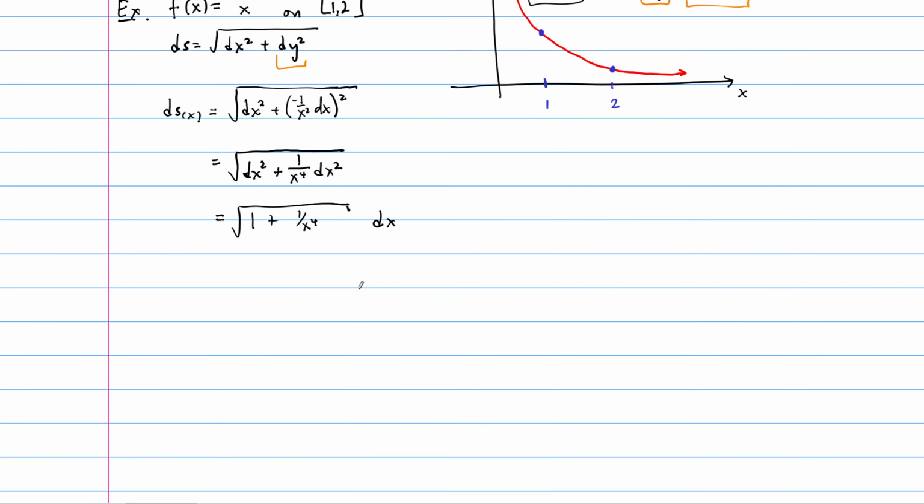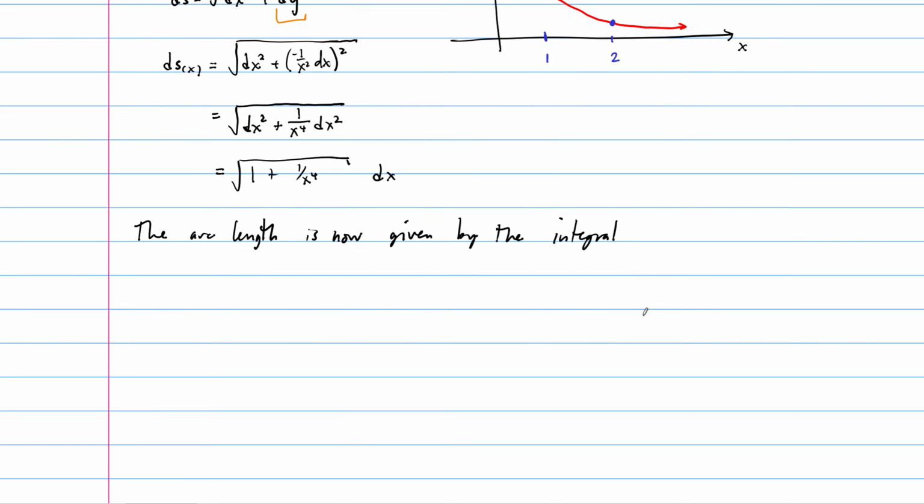And let's see what happens. So this is now all in terms of x, right? So the arc length is now given by the integral formula. The arc length s is equal to the integral from 1 to 2 of this thing, right? So the square root of 1 plus 1 over x to the 4th dx.